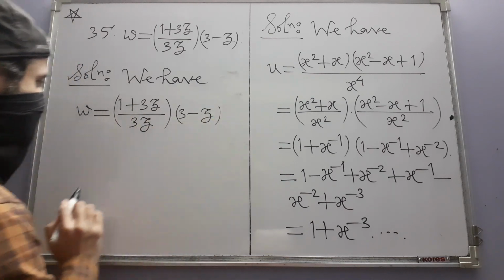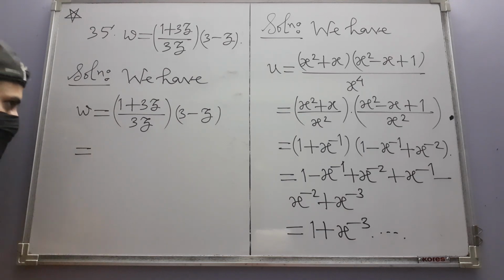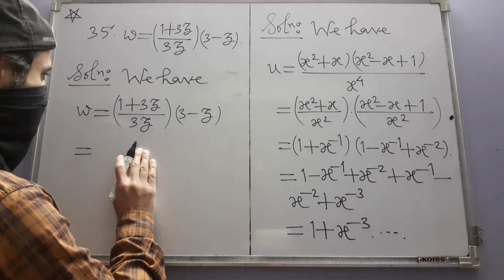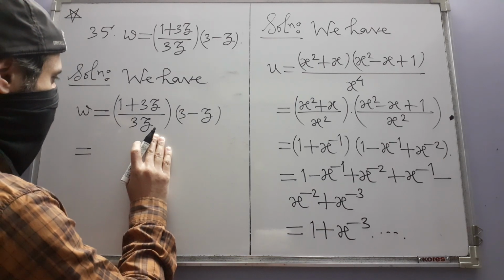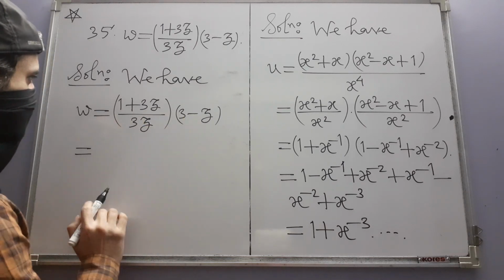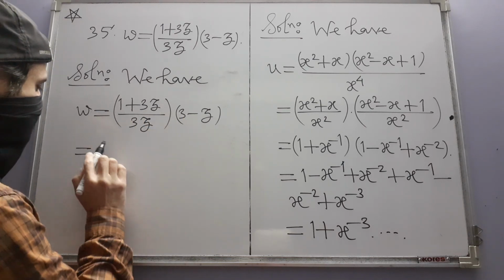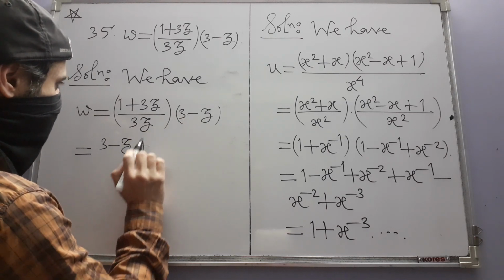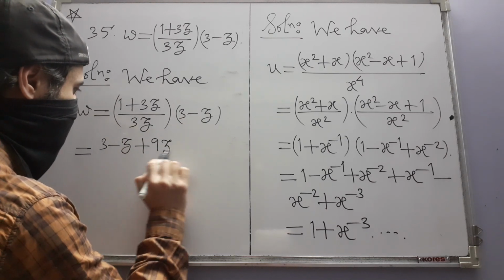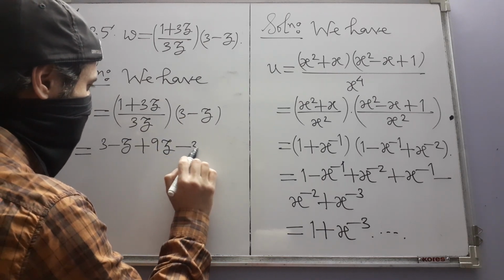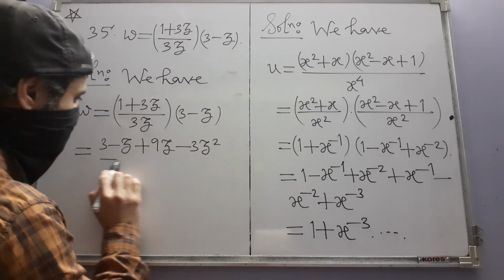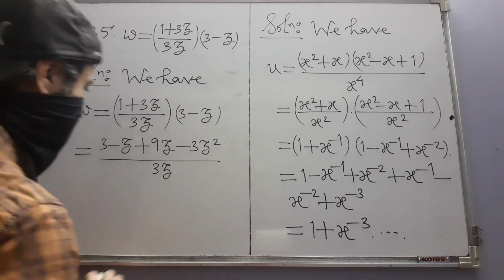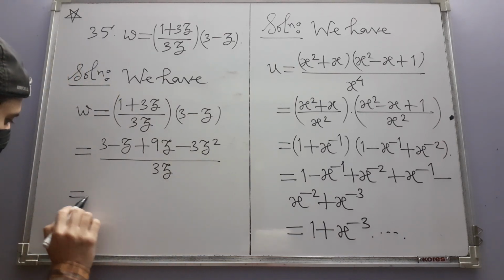Minus z. Okay, is there any significant simplification that will be possible here? We can of course do one thing. Without first doing division, let's just first do the multiplication. Multiplying this by 1, we get 3 minus z, and then by 3z, we get 3 times 3, 9z minus 3z square divided by 3z, and then we do the division.